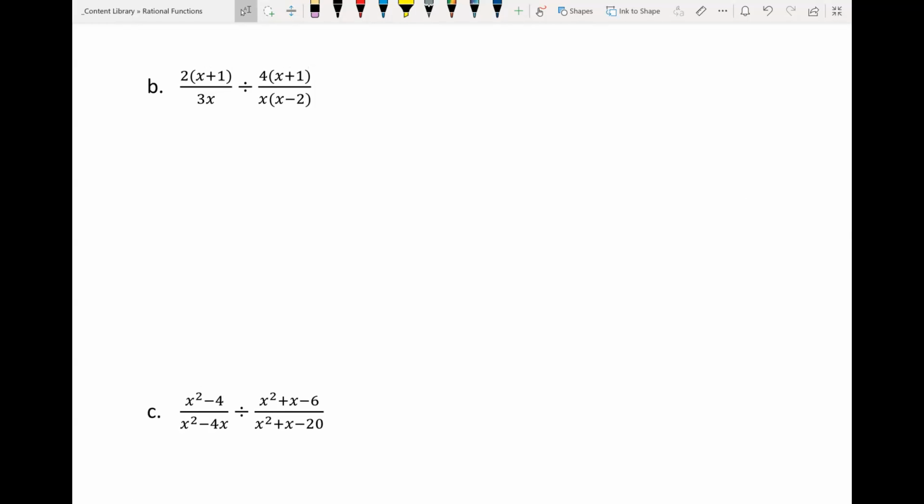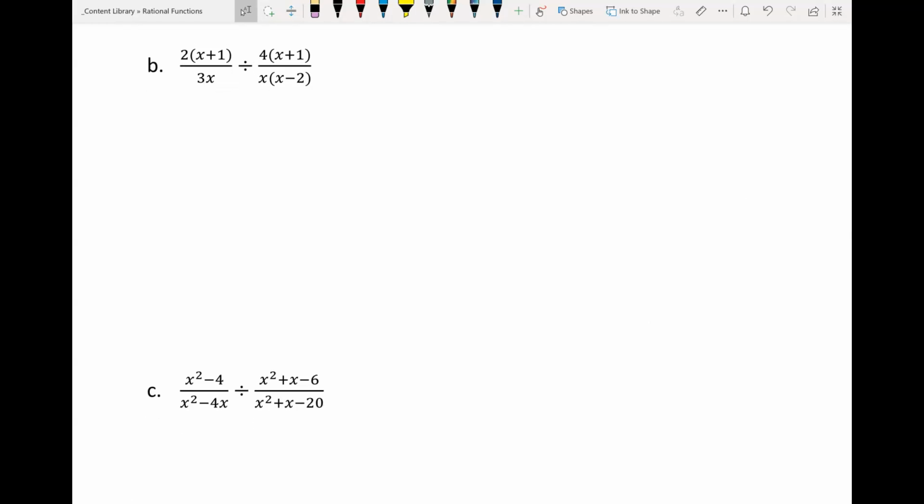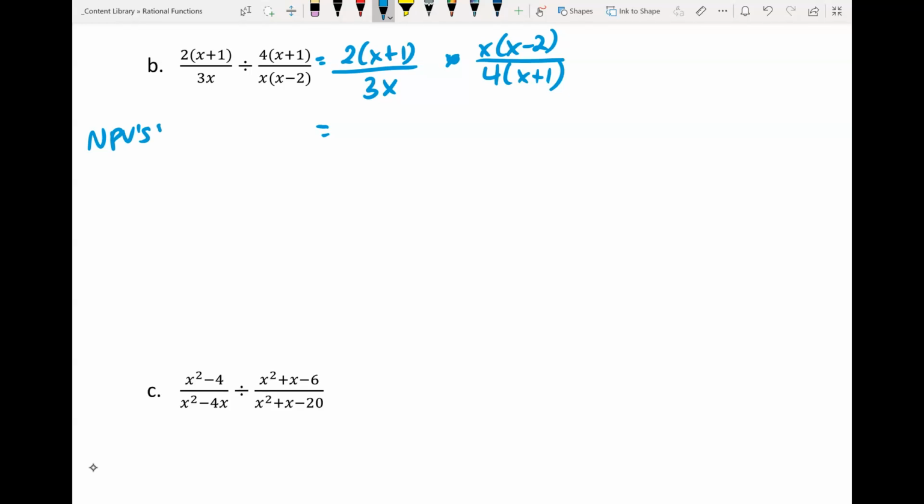Let's do 2 more examples. So for this one, same sort of thing. We're going to change this to multiplication, leave the first rational alone, and then flip the second rational. Okay, now I'm going to state my NPVs on the side before I continue. So for our first rational, 3 times 0 would be a problem. And then look at our second rational. We would have a 0 if x is equal to negative 1, because minus 1 plus 1 is 0.